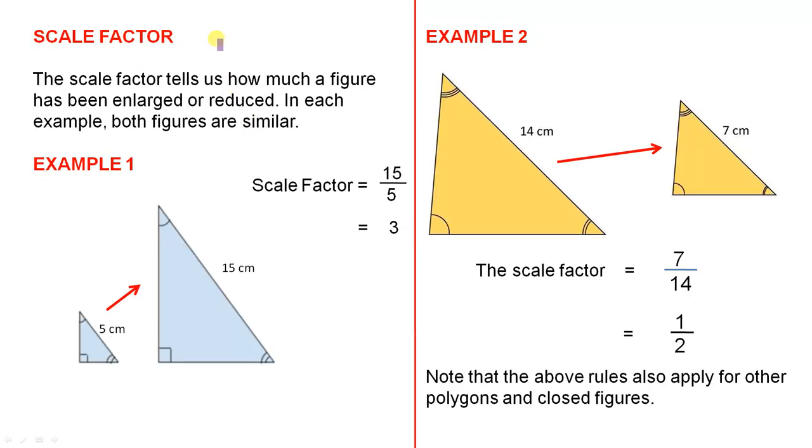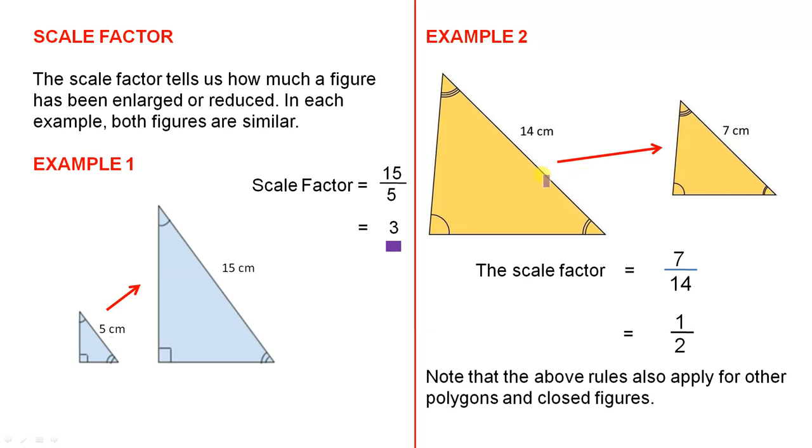Scale factor. The scale factor tells us how much a figure has been enlarged or reduced. In each example, both figures are similar. So if this triangle is similar to this one, if that hypotenuse is 5 centimeters and this hypotenuse is 15 centimeters, the scale factor is 15 over 5 because it's been enlarged. You can see there's been an enlargement, and that's why the scale factor is 3. It's not a fraction. It has not been reduced.